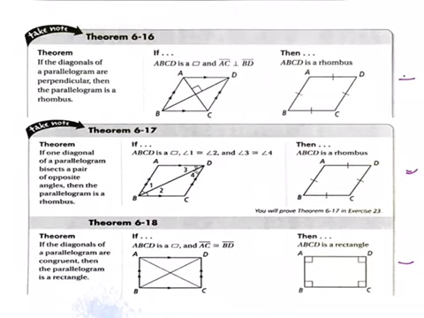All right, section 6.5, we are proving or using conditions of rhombuses, rectangles, and squares to prove a rhombus, rectangle, or square. And so here we are reintroduced to the three theorems we learned earlier. That'll help us in this process.